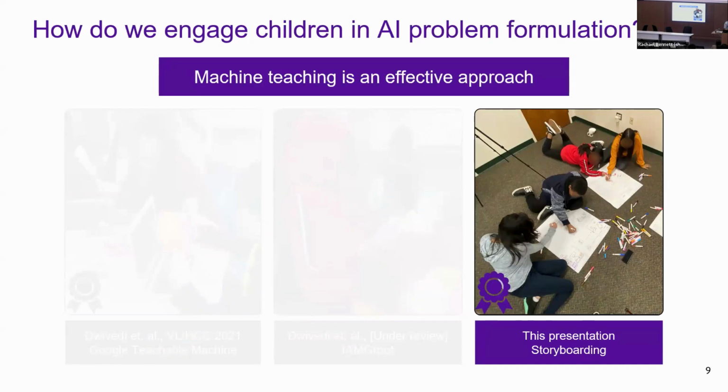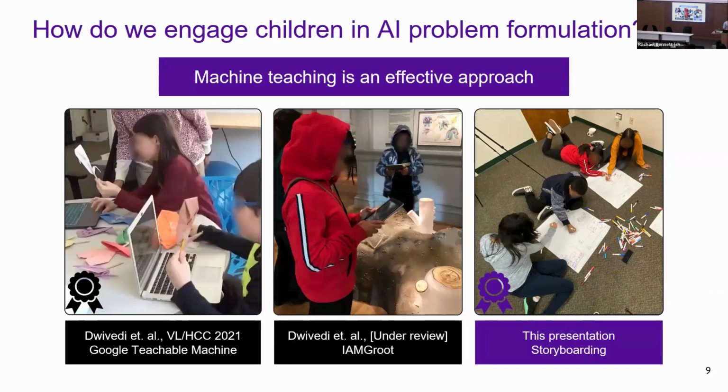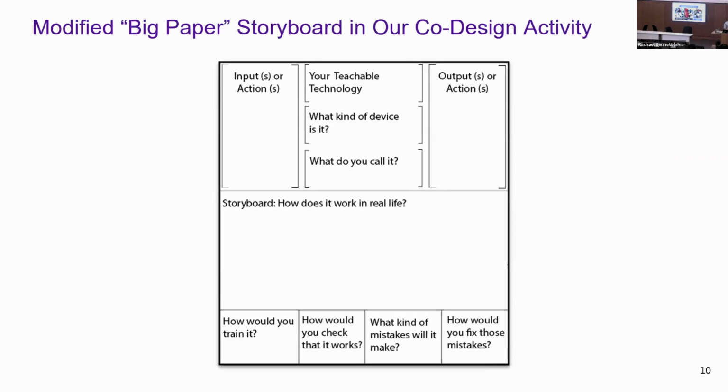Children were already exposed to machine teaching prior to the session. They had engaged with the Google Teachable Machine, as presented in our earlier paper, and had interacted with I Am Groot in a museum. In both of these prior activities, they gained familiarity with AI, but they had little control over the AI problem, which was to recognize objects.